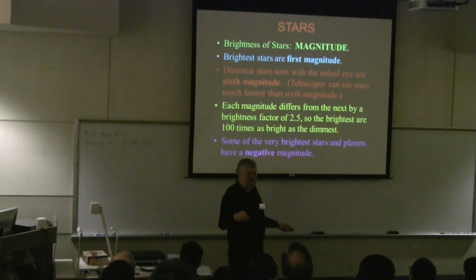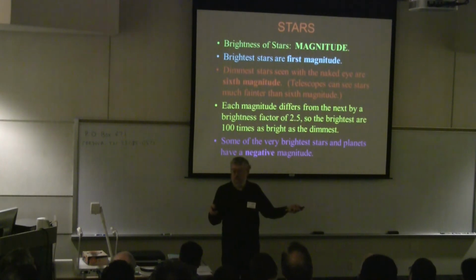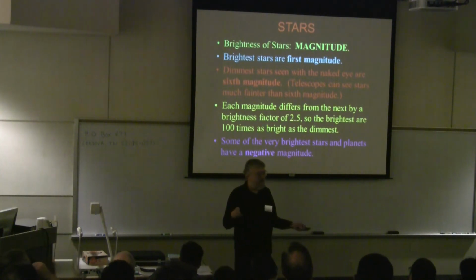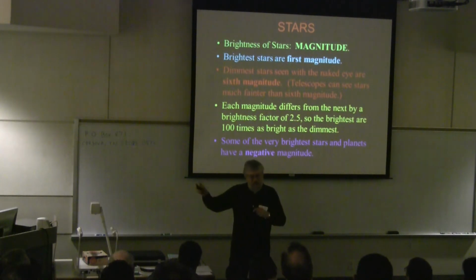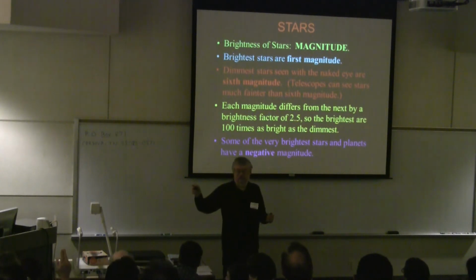And then the planets, most of the planets are even brighter than that. Venus can get to about minus 4.3. And if you're driving to the meeting this evening looking over in the west, you probably saw Venus. Kind of looks like an airplane sitting there with its landing lights on.